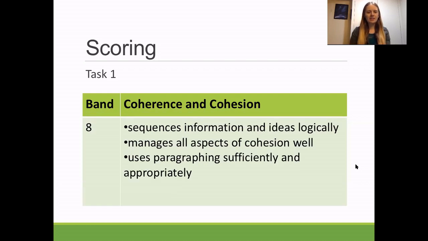For a score of 8, it says sequences information and ideas logically, manages all aspects of cohesion well, and uses paragraphing sufficiently and appropriately. So you're being logical and cohesive, and your paragraphs are appropriate and they are sufficient, but it's just not that extra level of excellence for the score of 9.